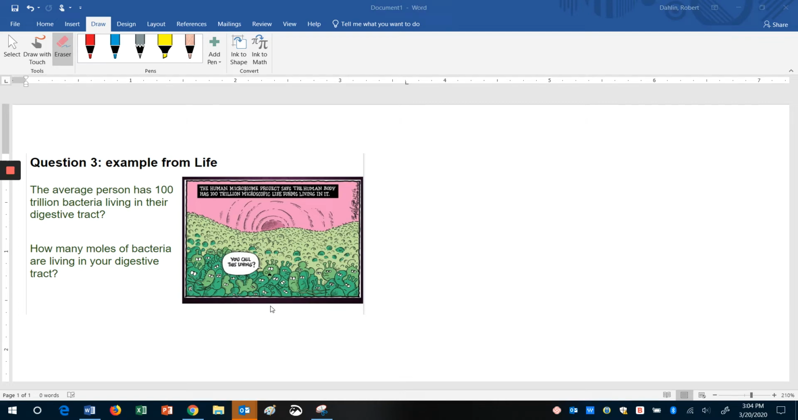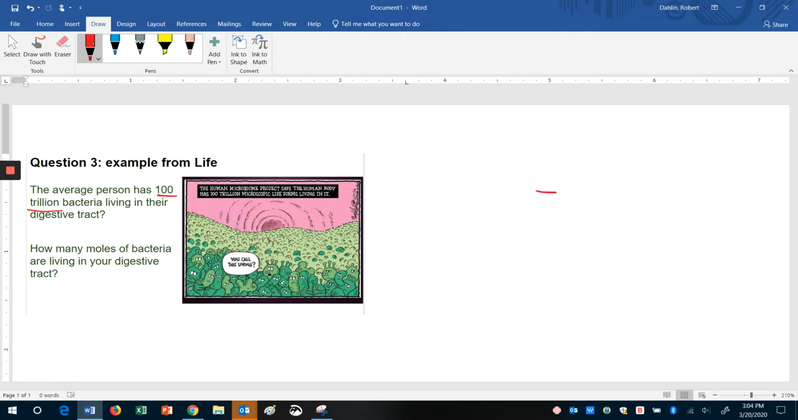Hey everybody, here's question number 3 for you. In this question, we're looking at how many bacteria are actually living in your digestive tract. Kind of gross thing to think about, but it is estimated that the average person has 100 trillion bacteria living in your intestines and in your stomach and colon and all that. How many moles of bacteria are living in your digestive tract?